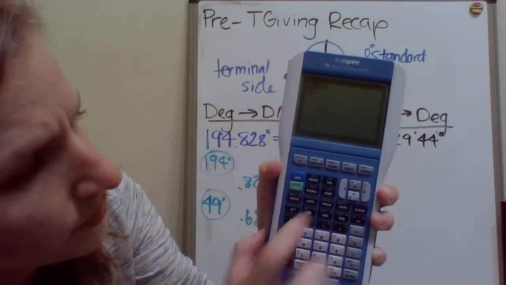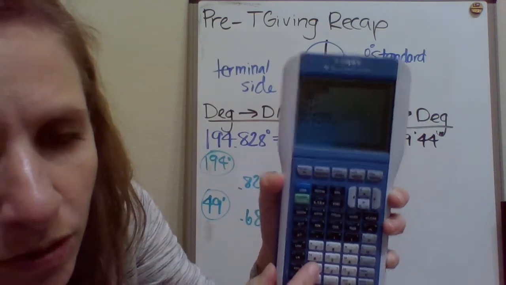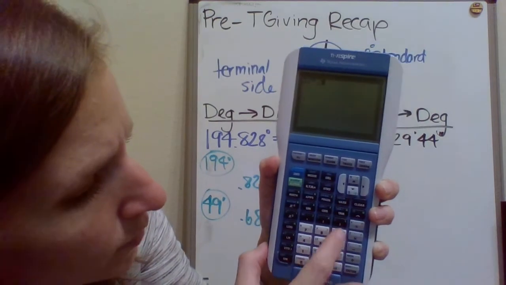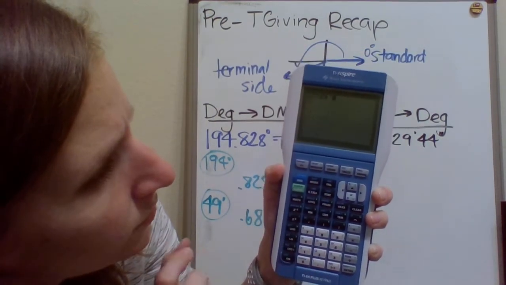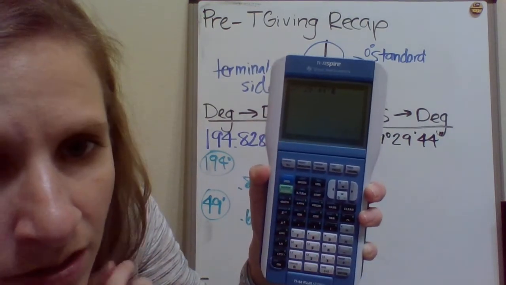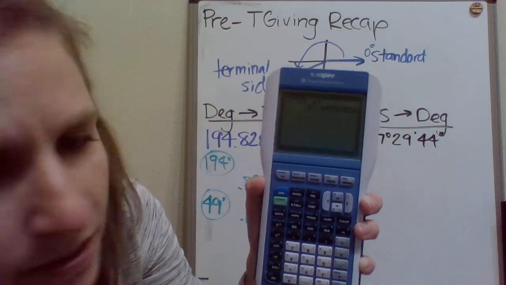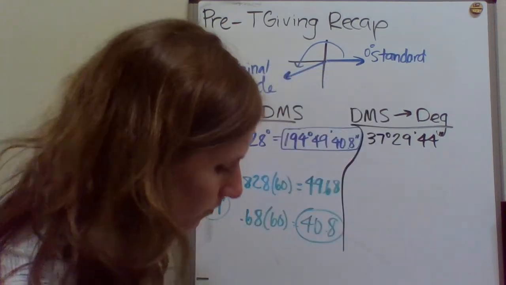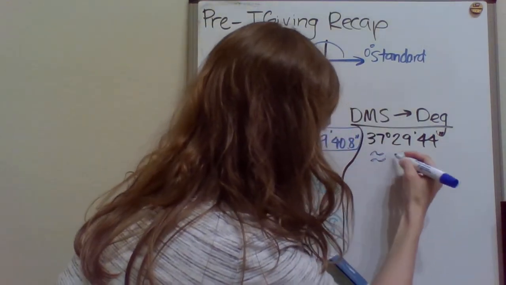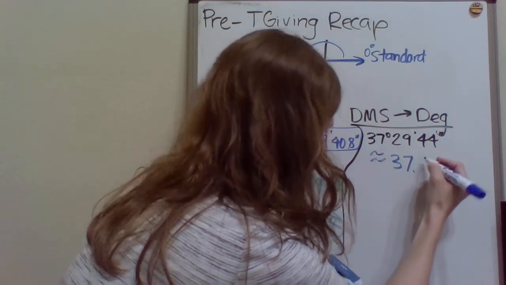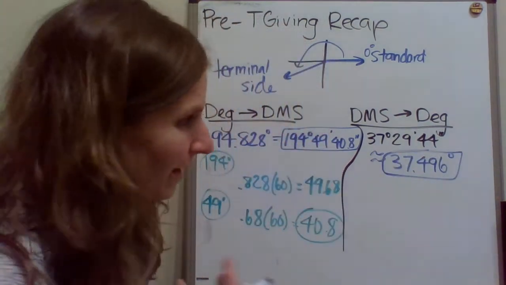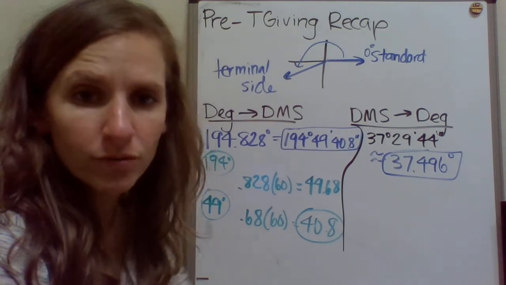So if we do 37 and then do second angle, and then number 1 is a degree. I don't even know if you can see this calculator right now. So 37 degrees, 29 minutes is number 2, and then 44 to do seconds. Again, we're going to do alpha plus, and then just hit enter, and that's going to go ahead and give us our degrees as a decimal. We're going to round that to the nearest thousandth is generally what we'll do. So it's going to be approximately 37.496 degrees.